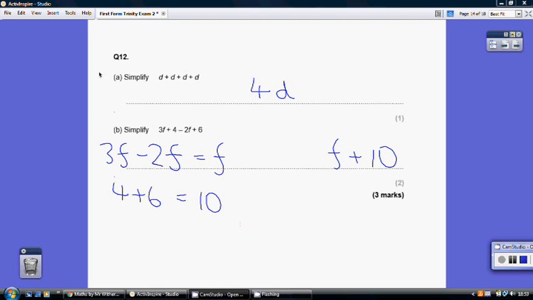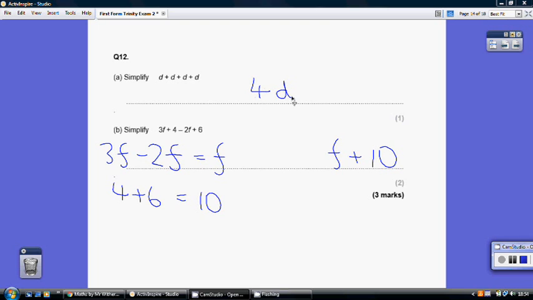Question 12. Now you'll see there's no NC written next to the questions from now onwards, so if you need to, you're allowed to use a calculator from now on. So this was the first question on the calculator paper, a nice straightforward algebra question, but it's ever so important you get it right. D plus D plus D plus D. We still don't know what D is, but what we do know is we've got 4 of them. So it's 4 lots of D, 4D.